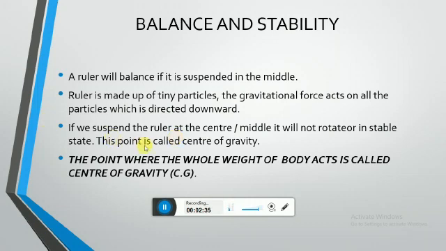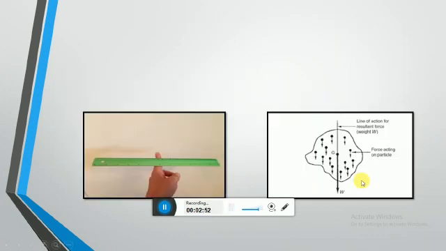Okay, the point where the ruler will be in a balanced state is called the center of gravity. So the point where the whole weight of a body acts is called the center of gravity. So look at these two figures.